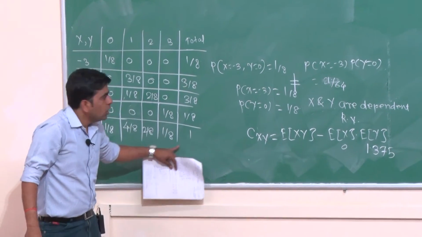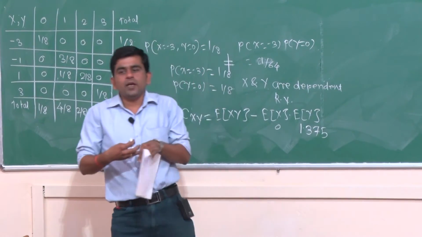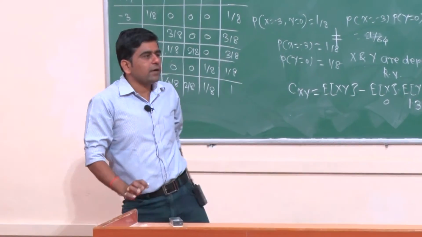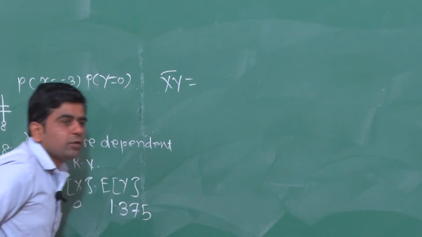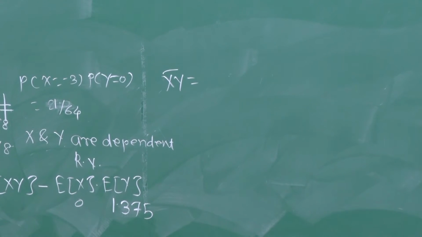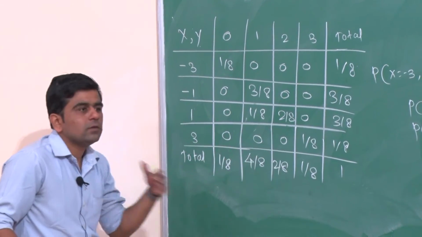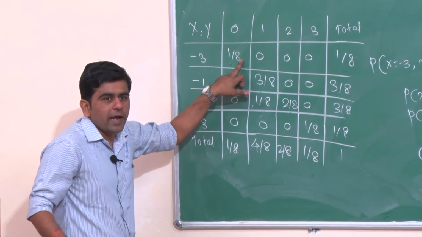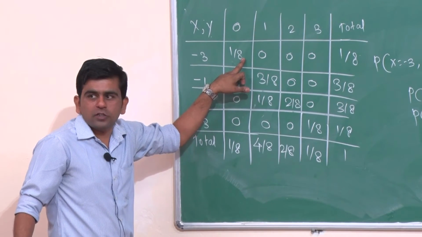Similarly, we have to calculate the expected value of XY. We have to find out the mean for these two random variables, the joint mean, that is the expected value of XY. Here we take the probability at each of these points. So we have to calculate minus 3 into 0 into 1 by 8, using the joint probability distribution. See here, all of you.